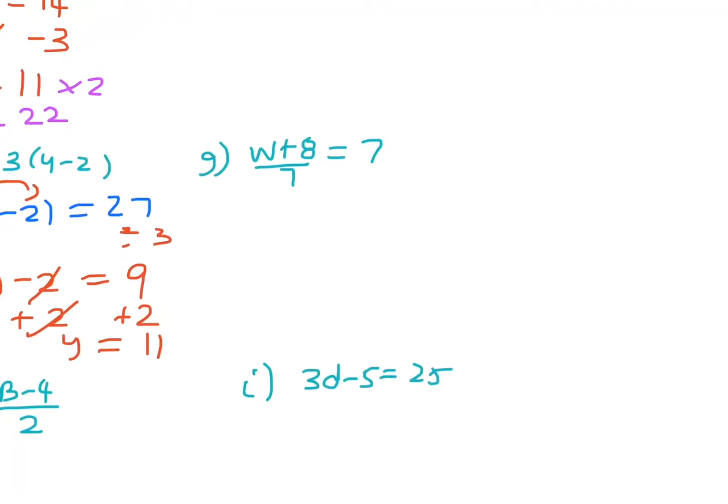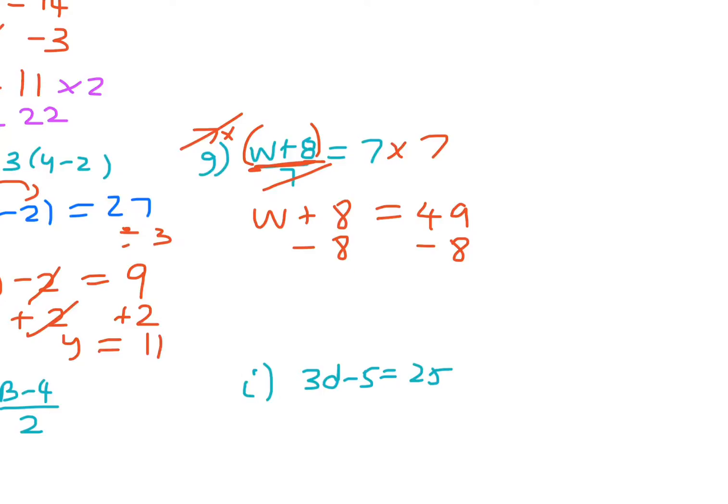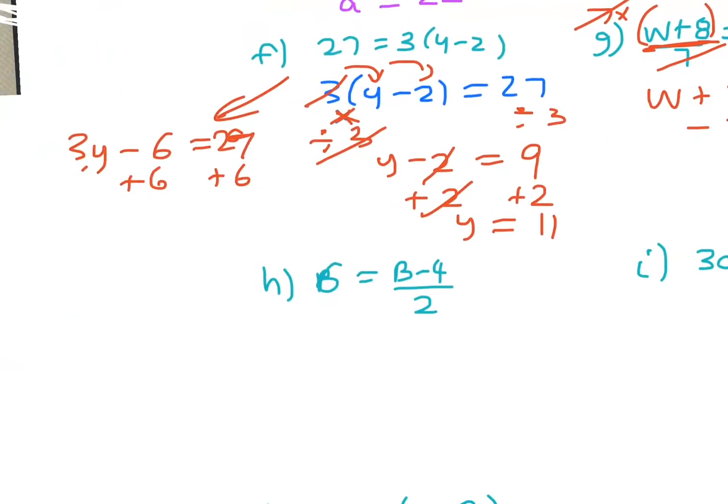Okay, we're up to G. So the opposite to divide by 7 is times 7. Times 7. Cross the 7s out. W plus 8 equals 7 7s are 49. Minus 8, minus 8. W is 41.